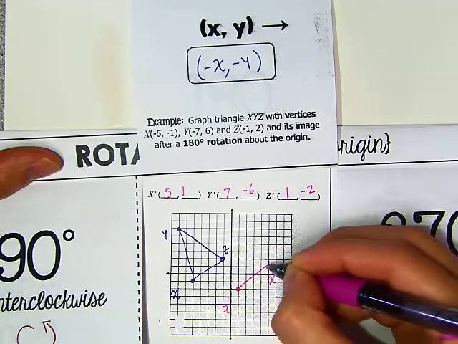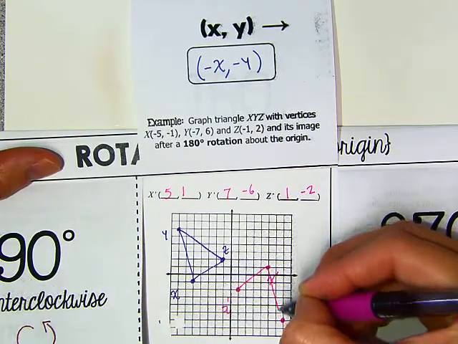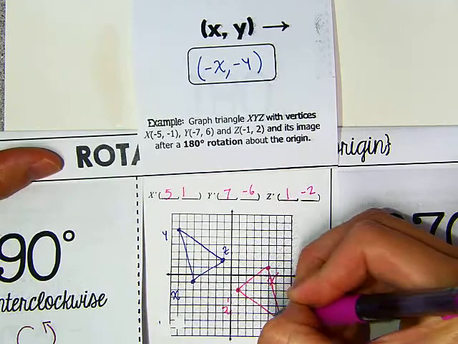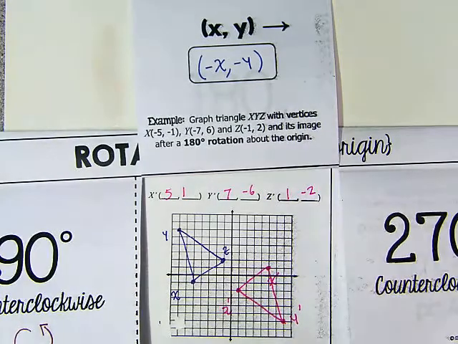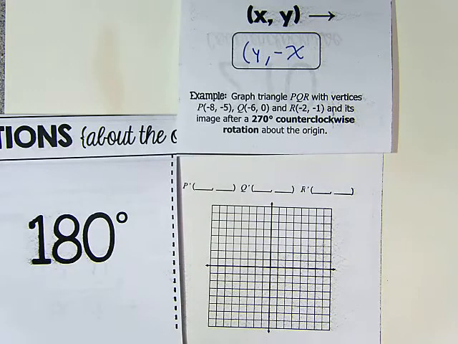And it kind of looks like a y equals x reflection. They're very similar to a 90-degree rotation, but instead of changing the sign of the original y value, we're going to change the sign of the x value, but we do flip them.